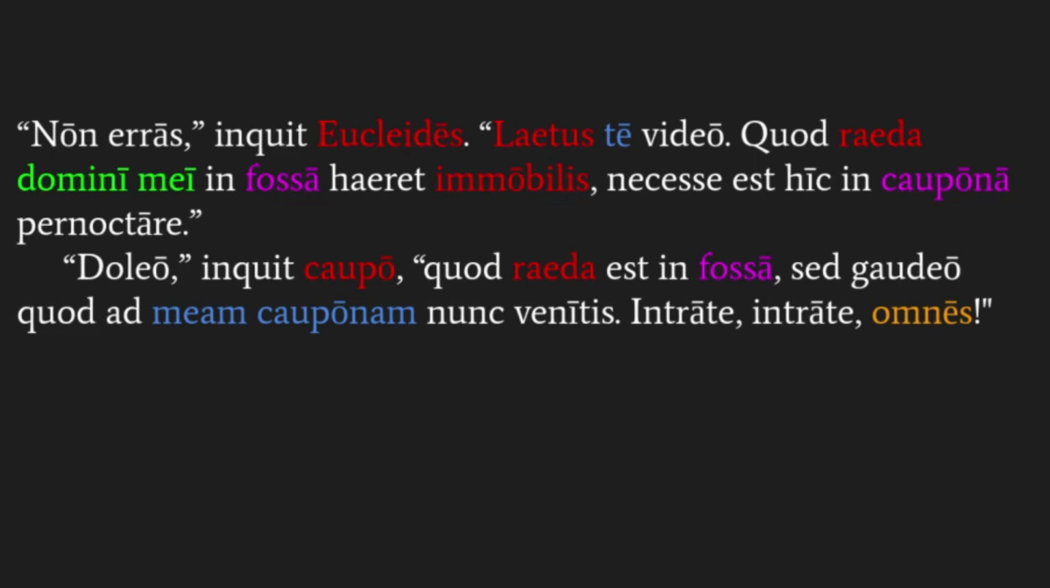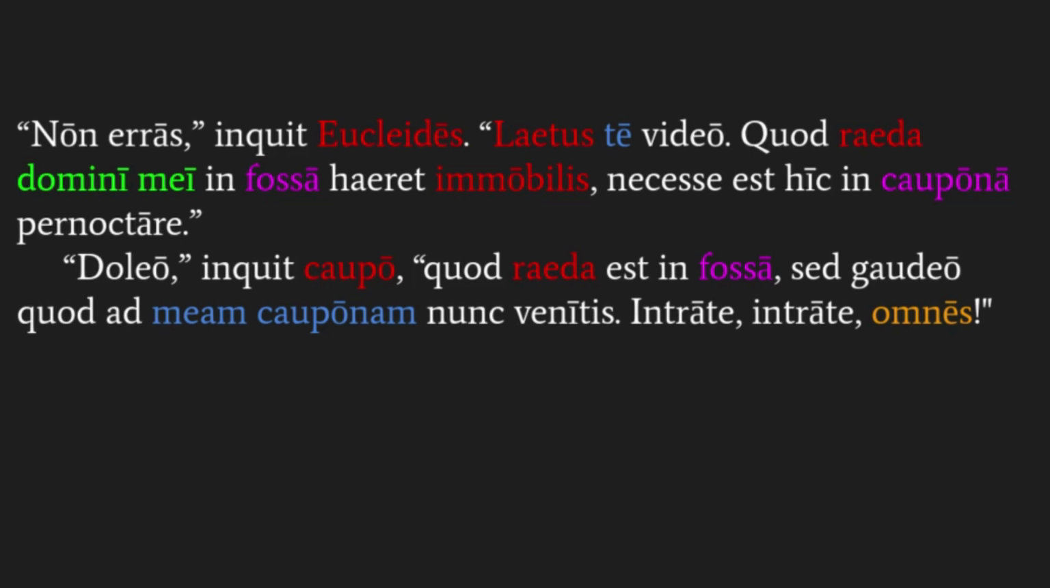They're both friends. "Non erras," inquit Euclides, "laetus te video." So Euclides, inquit, he says, non erras, you are not wrong. So remember, erras, right? Errare means to make a mistake or to be wrong. Erras, the S ending, is telling you, he's saying you are not wrong, right? Says Euclides. Laetus te video. I'm happy, laetus, video te. You could almost translate this as happily I see you. What he's really saying is I'm happy to see you, is the idea. Laetus here is describing Euclides. He's kind of describing himself as happy. Video, I see you. Okay.